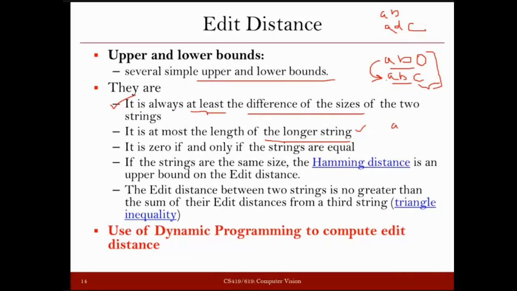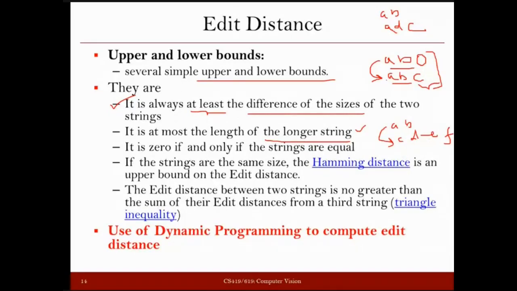So suppose you have one string as A, B, and another is C, D, E, and F. So there is no overlap. There is no common thing in between. So for every character, to convert this string to this string, you need to actually do an operation with respect to every character. You have to replace, maybe you can say A by C, you have to replace B by D, then you have to insert E, you have to insert F.